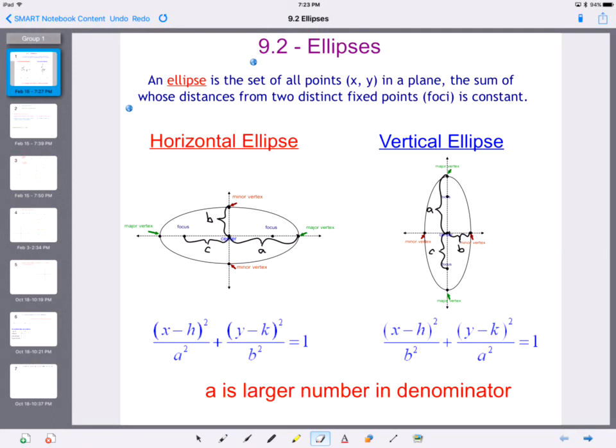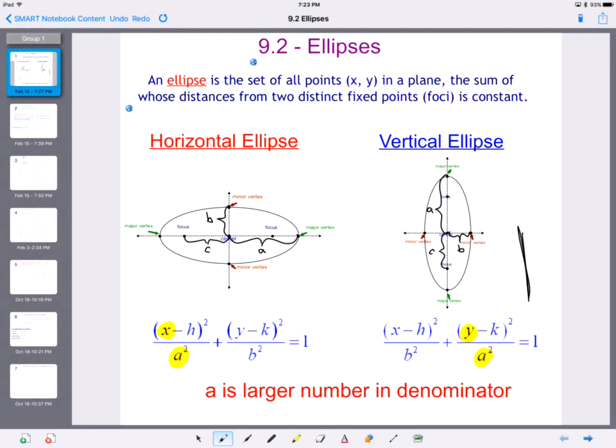And for these values on the bottom, the a squared is underneath the x. If you think of your x-axis, the denominator is a squared, so that represents a horizontal line, and therefore it's a horizontal ellipse. If you look at the second one, which is vertical, your a value is underneath the y. So we think y-axis, and therefore we think vertical ellipse.